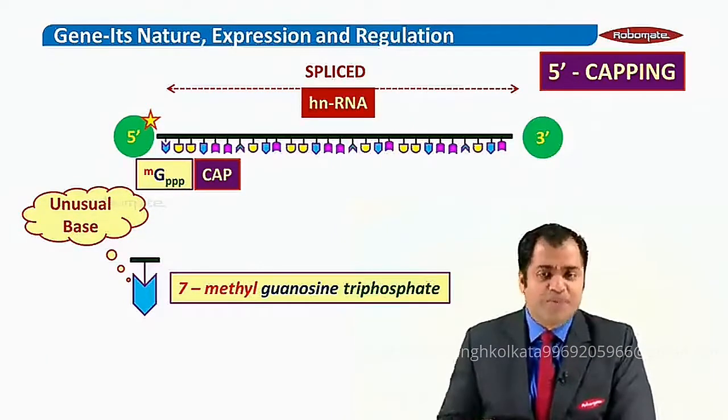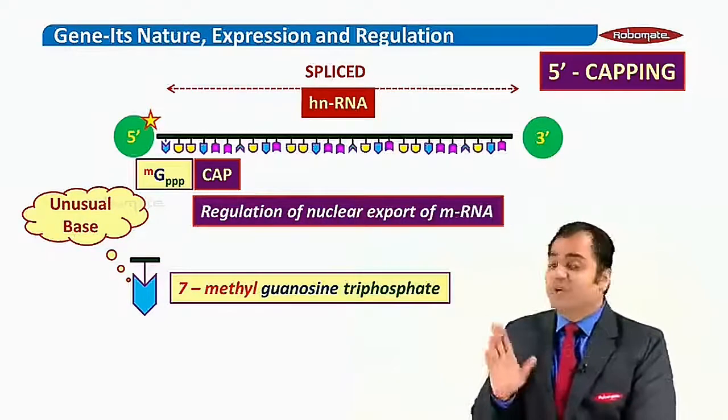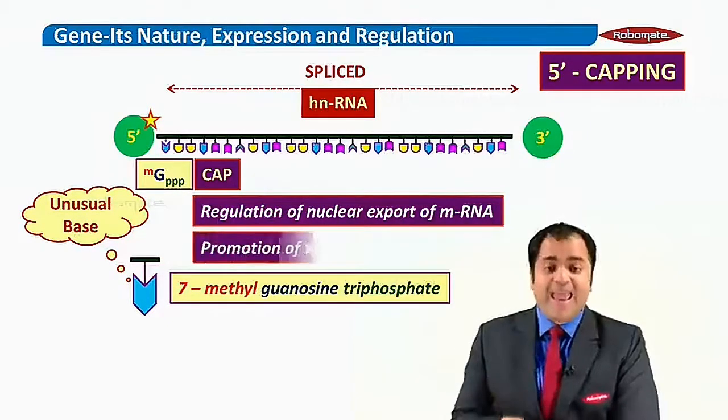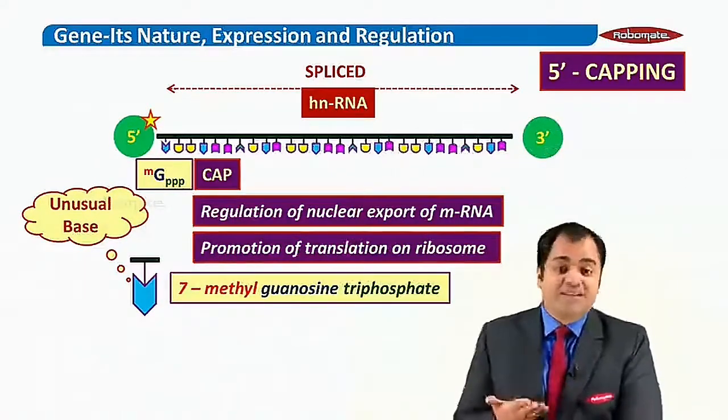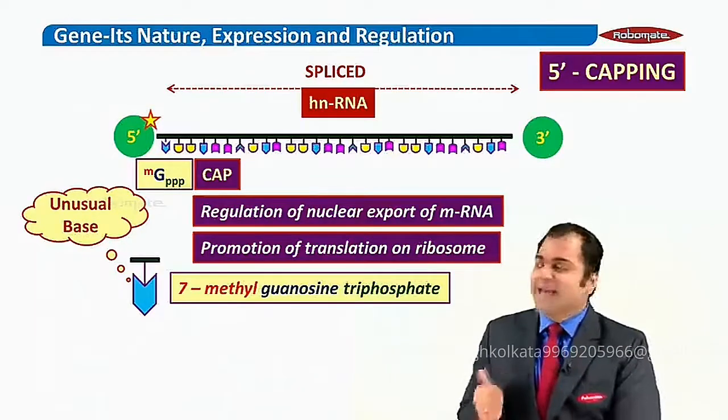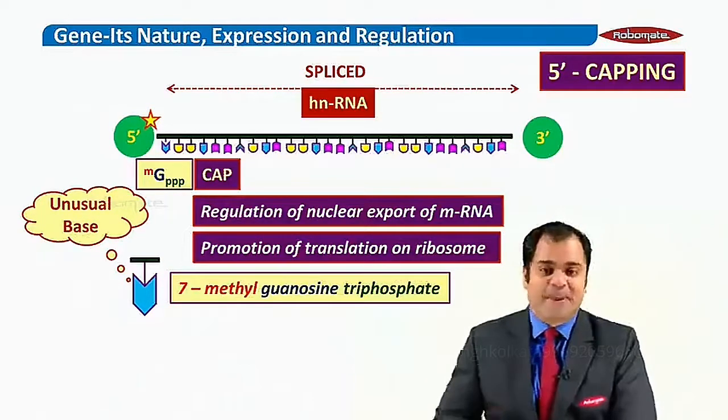Why would we do so? We did this because it will regulate the nuclear export of mRNA, and it will also promote translation of this mRNA on the ribosome. Is that okay? That is the purpose of 5' capping.